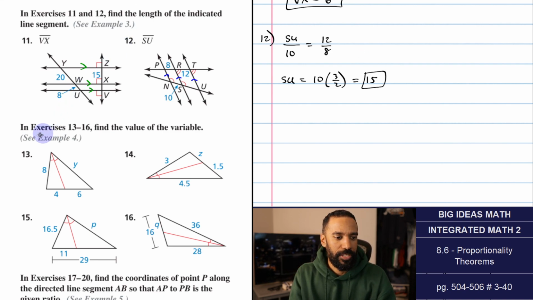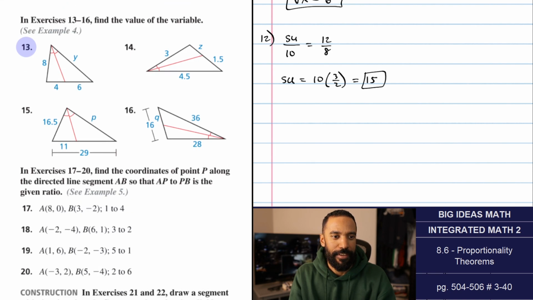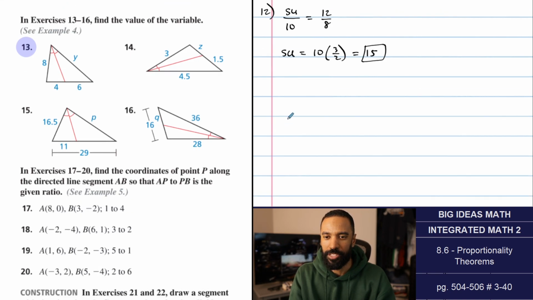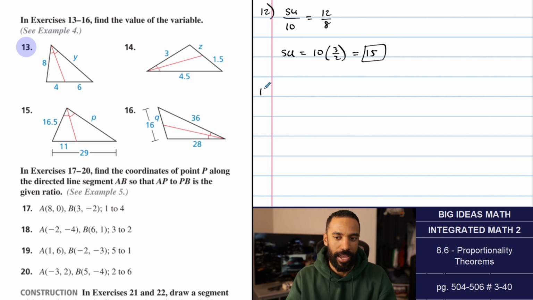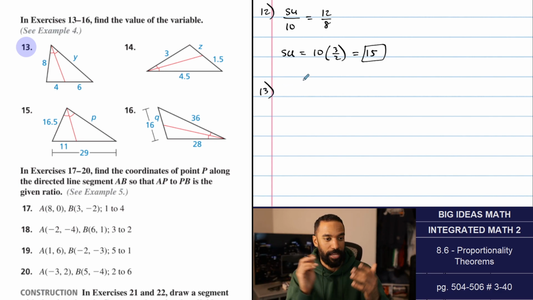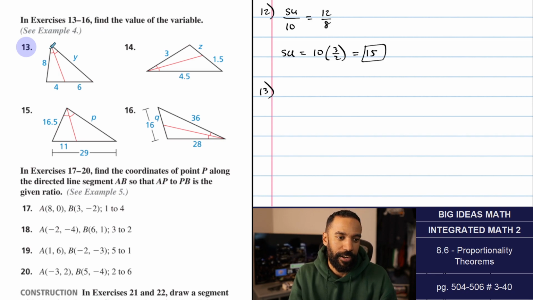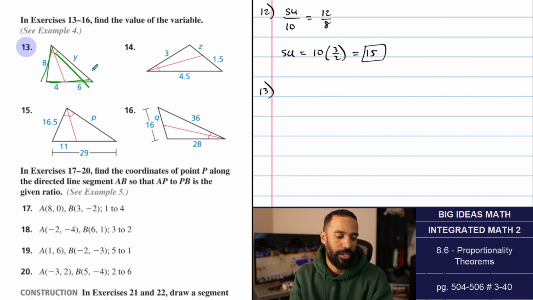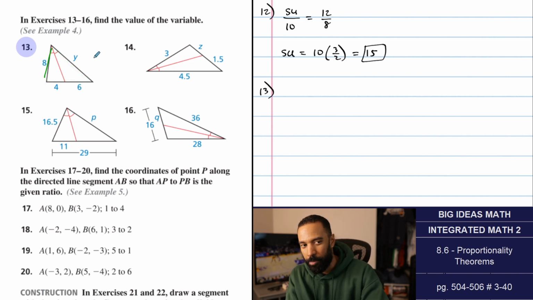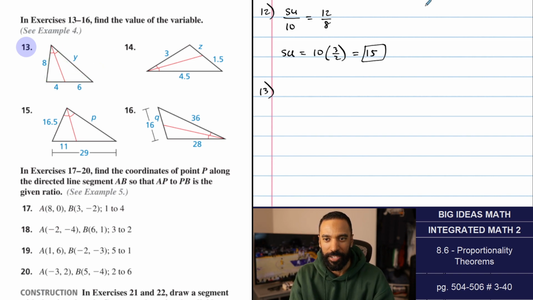All right, let's go to numbers 13 to 16 where we find the value of the variable. This is the, I forget the name of the thing, triangle angle bisector proportionality theorem, something or another. We're going to prove this stuff later, so I don't need to bother describing it now. But versions of this thing is when you do have the angle bisector in a triangle, it's like this over this equals this over this kind of thing. Or any way you want to put it. 8 over 4 equals y over 6. Not any way you want to put it, but any way where parts can correspond.